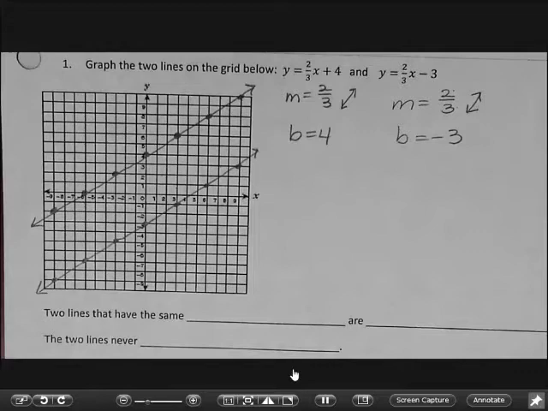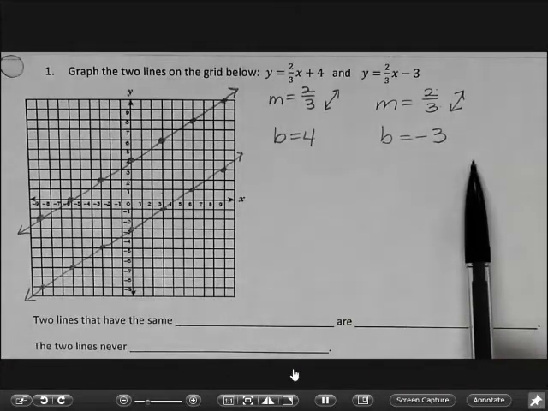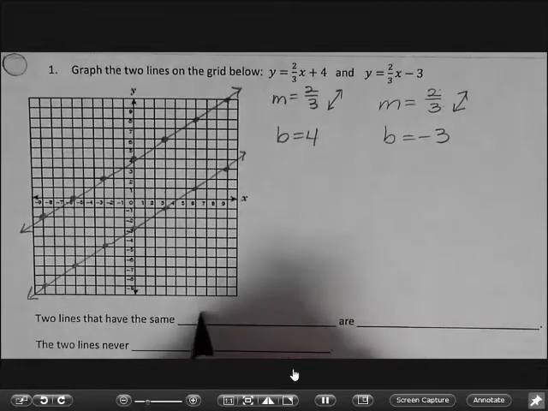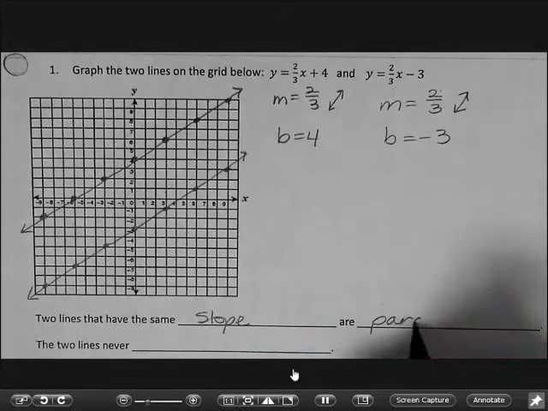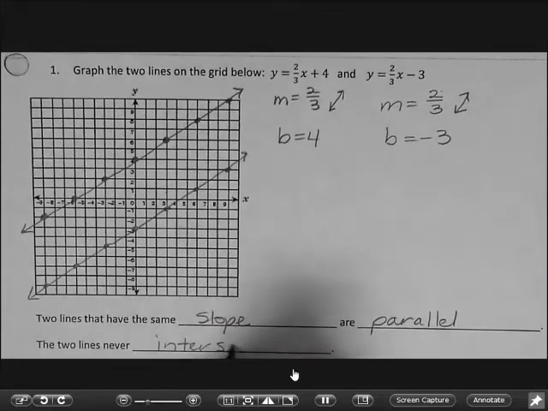So what kind of lines are we ending up with here? Parallel lines. So what do you notice about this information that's up here? They have the same slope. So two lines that have the same slope are parallel. These two lines will never intersect, which means cross.